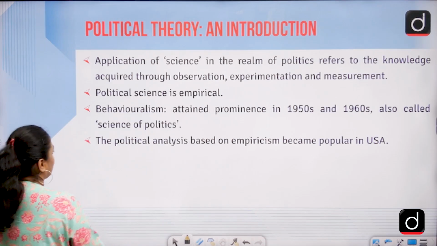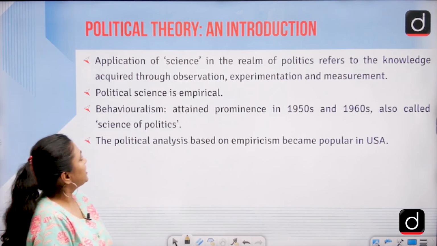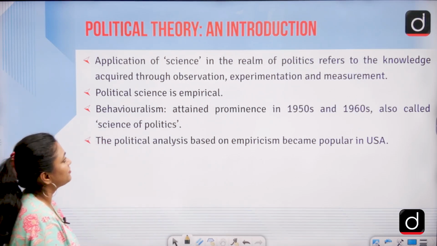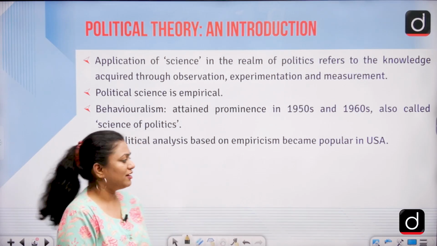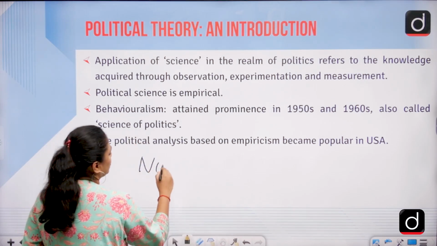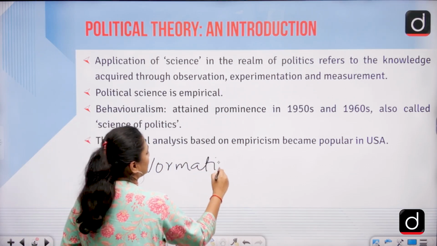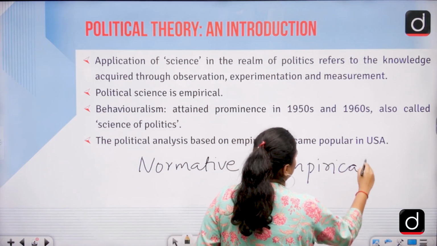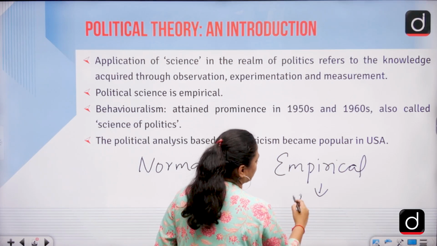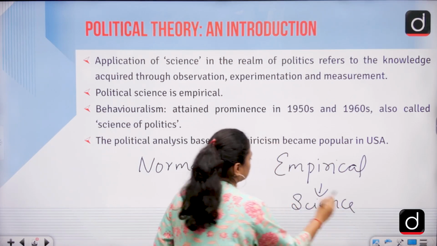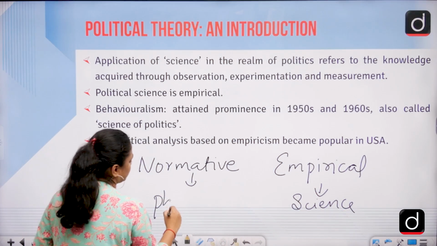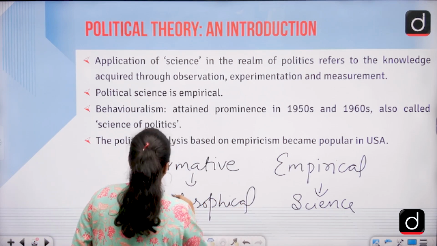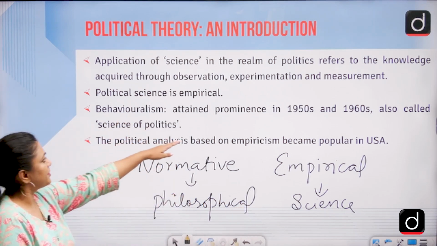Now, the application of science in the realm of politics refers to the knowledge acquired through observation, experimentation and measurement. So we have to understand that there are two perspectives. One is normative, and the second is empirical. The empirical is based on science. The normative is philosophical. Here political science is empirical.